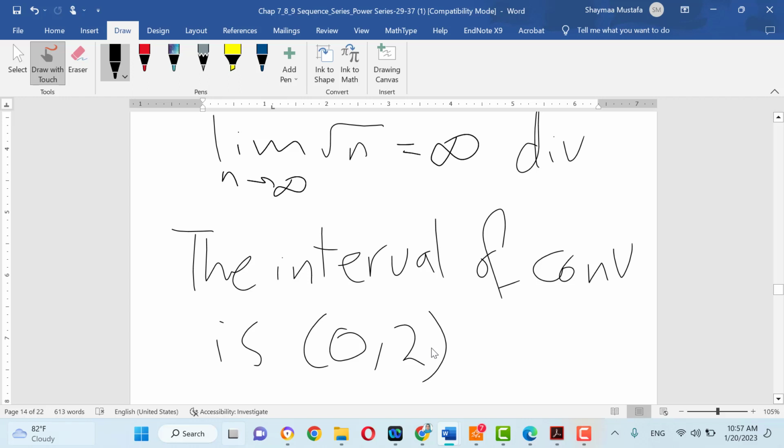So by this example, we finished part 1 of chapter 9. We still have part 2 of chapter 9, which is the Maclaurin series, and how we represent functions by using power series. So this is what we will learn in the next class, inshallah.